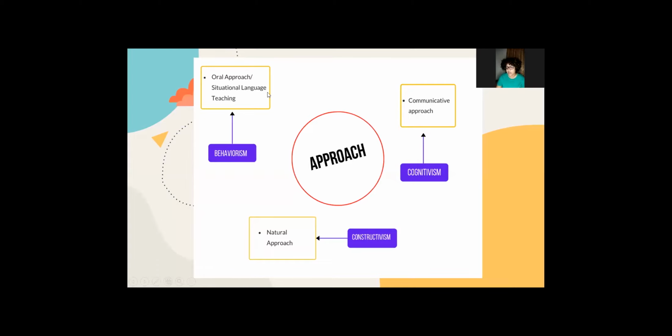And the teacher can choose the approach that he wants.